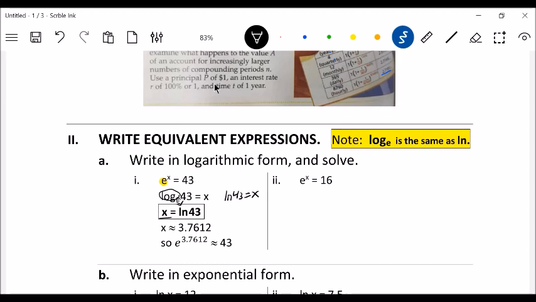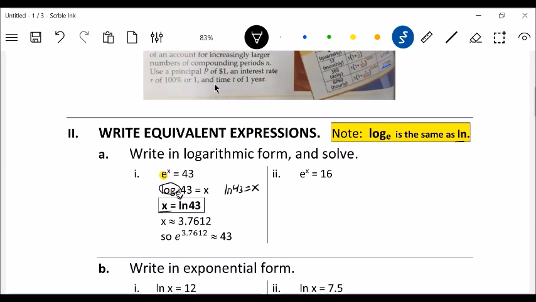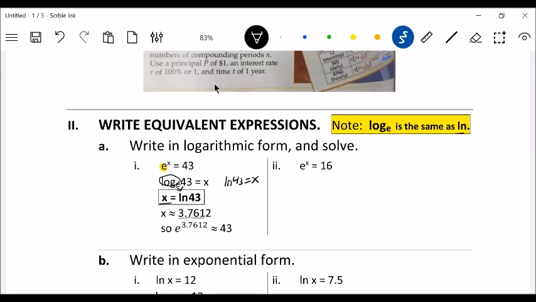Because the natural log of 43 is found on the calculator, on that key, you can calculate it, and it comes to 3.7612. So if you do e raised to that power, 2.71828 raised to that power, you would get approximately the number 43. Now, another example.